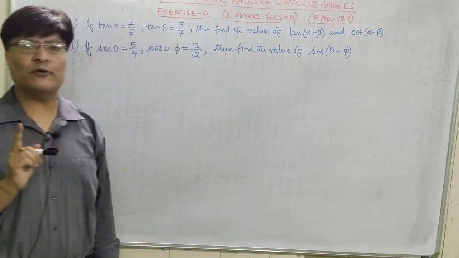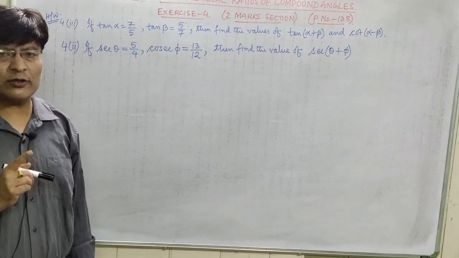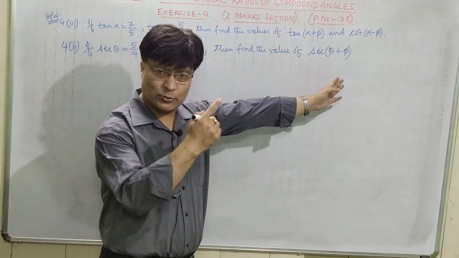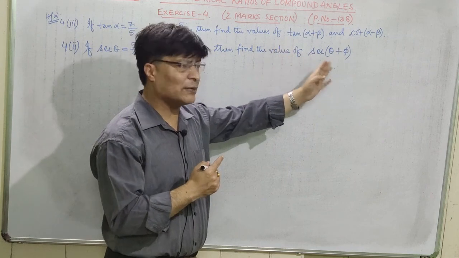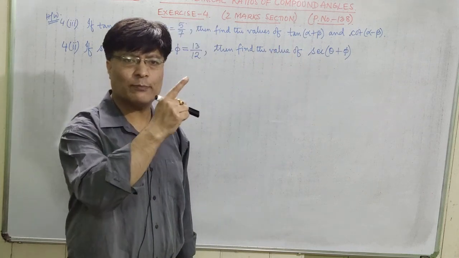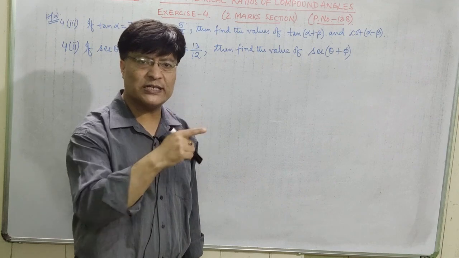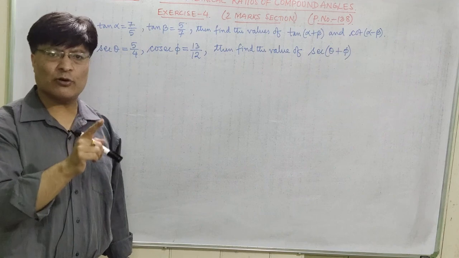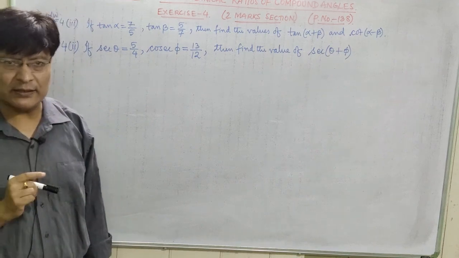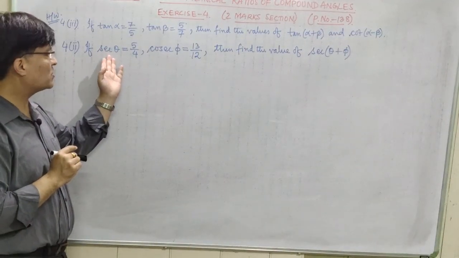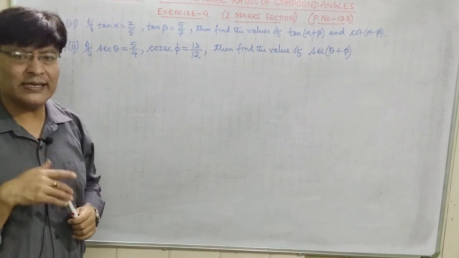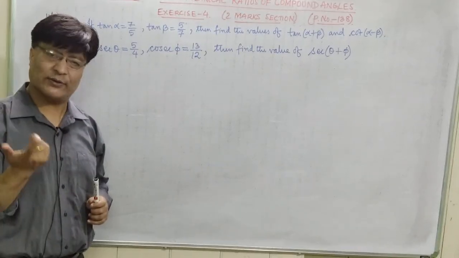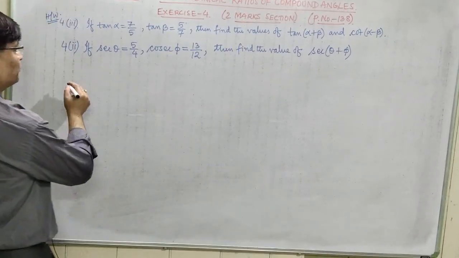But we don't know the formula for sec of a plus b, isn't it? But we know the formula of cos of a plus b. Sec theta is 1 by cos theta, so sec of theta plus phi is 1 upon cos of theta plus phi. And cos of theta plus phi is cos theta cos phi minus sin theta sin phi. From the given values of sec theta and cosec phi, we can easily get the values of sin theta, cos theta as well as sin phi, cos phi. So let us find it first.